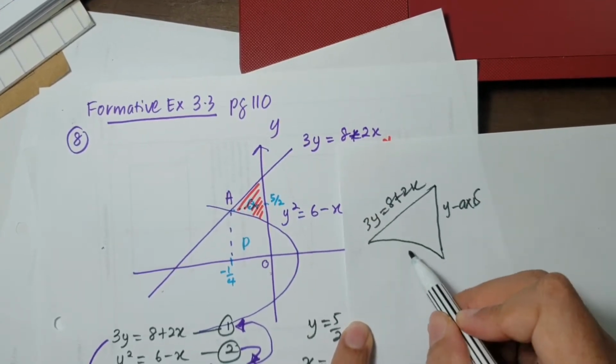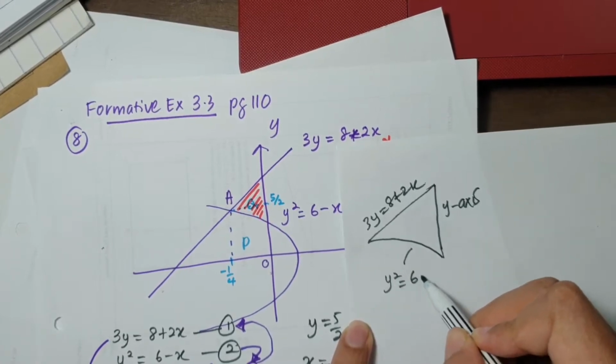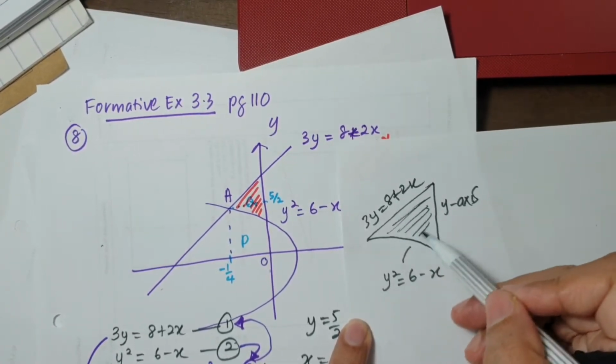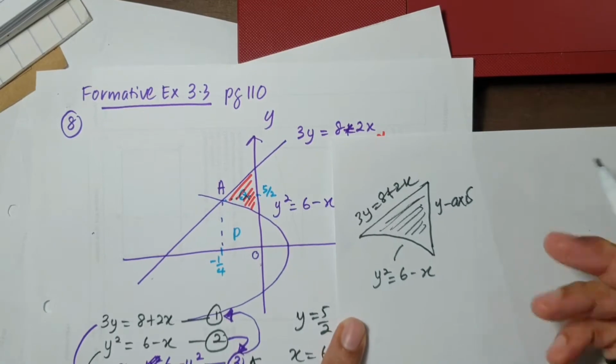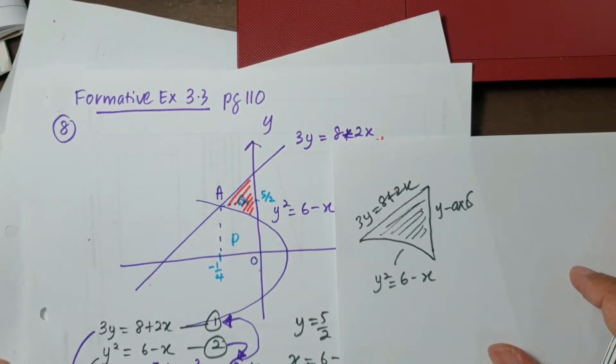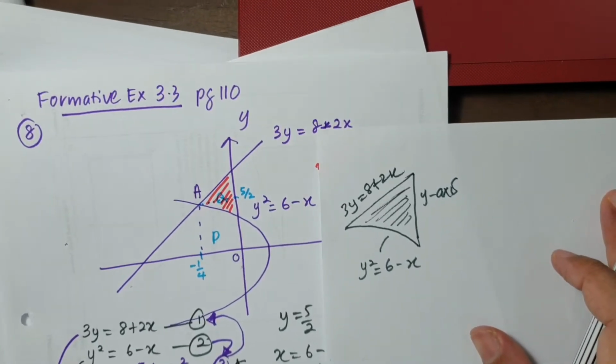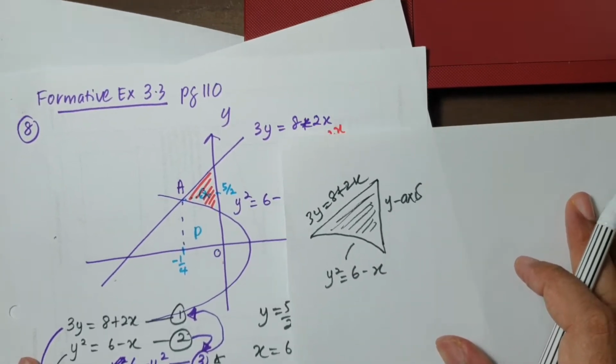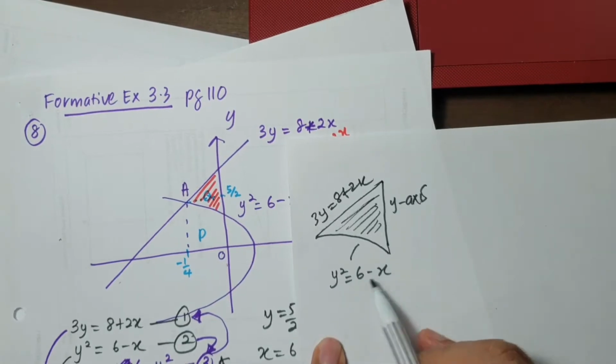Okay, so the equation of the curve is y squared equals 6 minus x. So this is region Q. One tip: either you want to find the area bounded by x or bounded by y. Look at the equation of the curve.